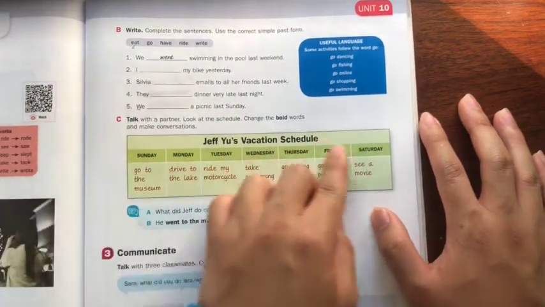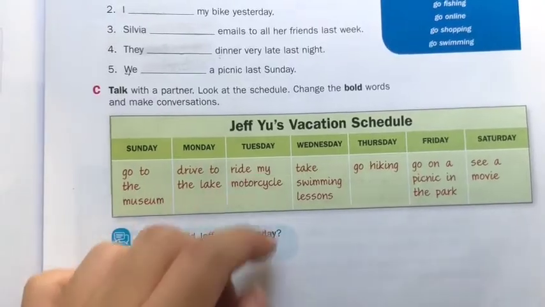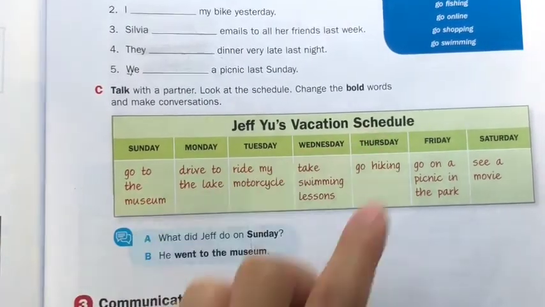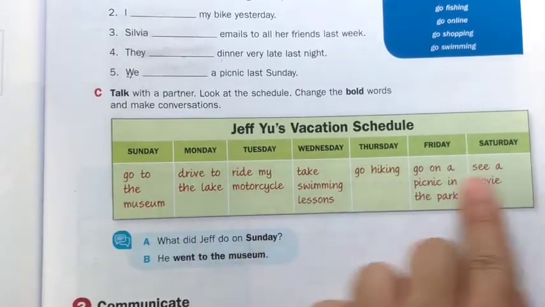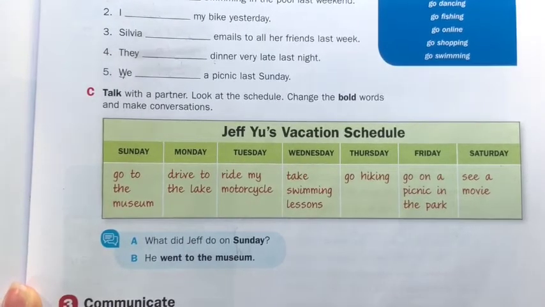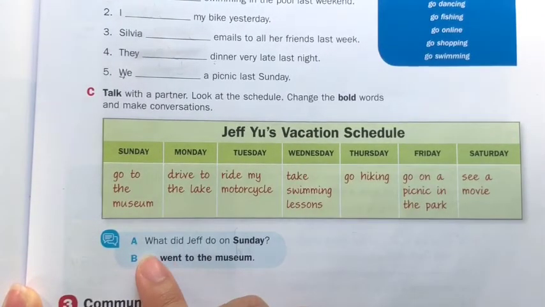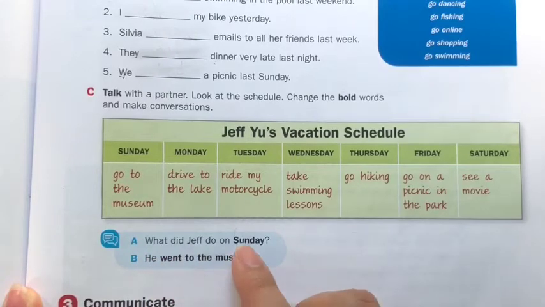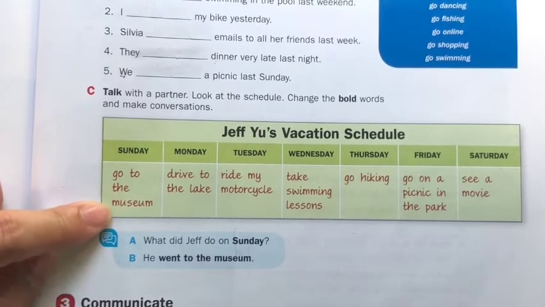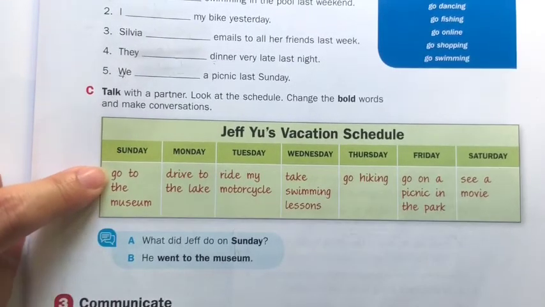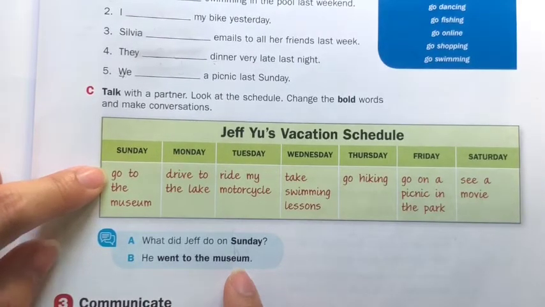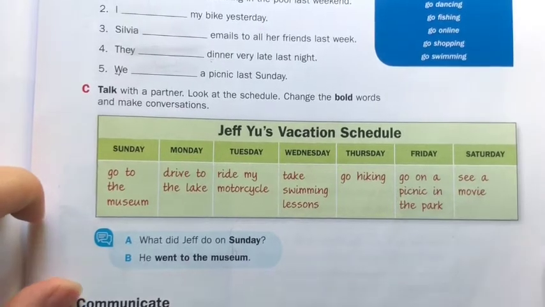We will start part C here. So let's look at Jeff Yu's vacation schedule. And let's just say that everything here is in the past. So this happened already. We are only using past tense. So we have questions like, what did Jeff do on Sunday? On Sunday, it says go to the museum. But we want to change this to past tense. So we say he went to the museum. We change go to went.